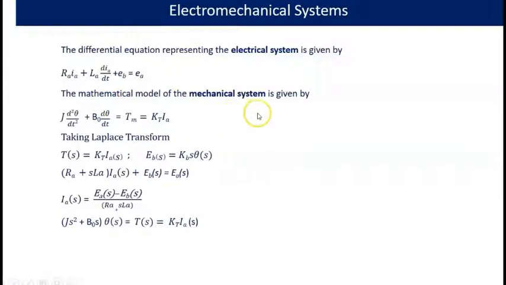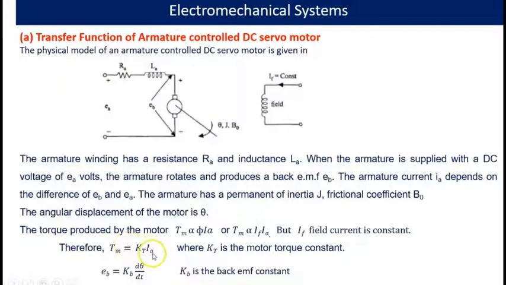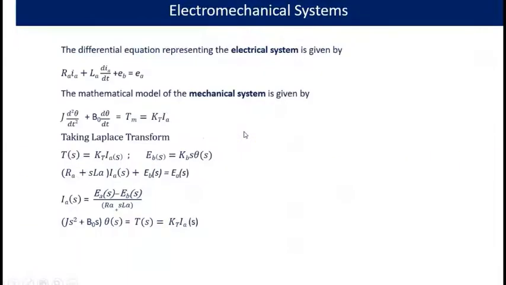The mathematical model of the mechanical system is given by J into d square theta by dt square plus B0 d theta by dt, that's equal to Tm, the torque produced. That is equal to KT Ia from the previous slide. Tm is equal to KT Ia. Here J and B0 are given. J d square theta by dt square plus B0 d theta by dt is equal to Tm is equal to KT into Ia.